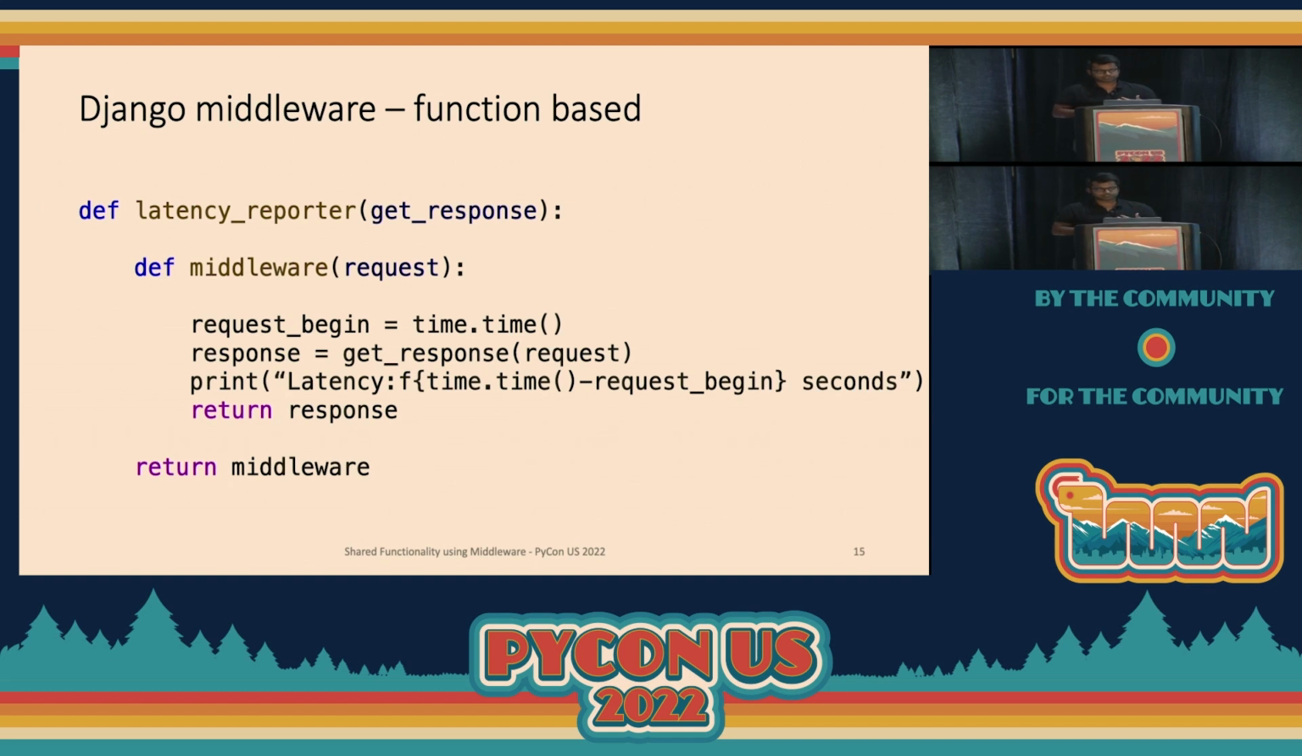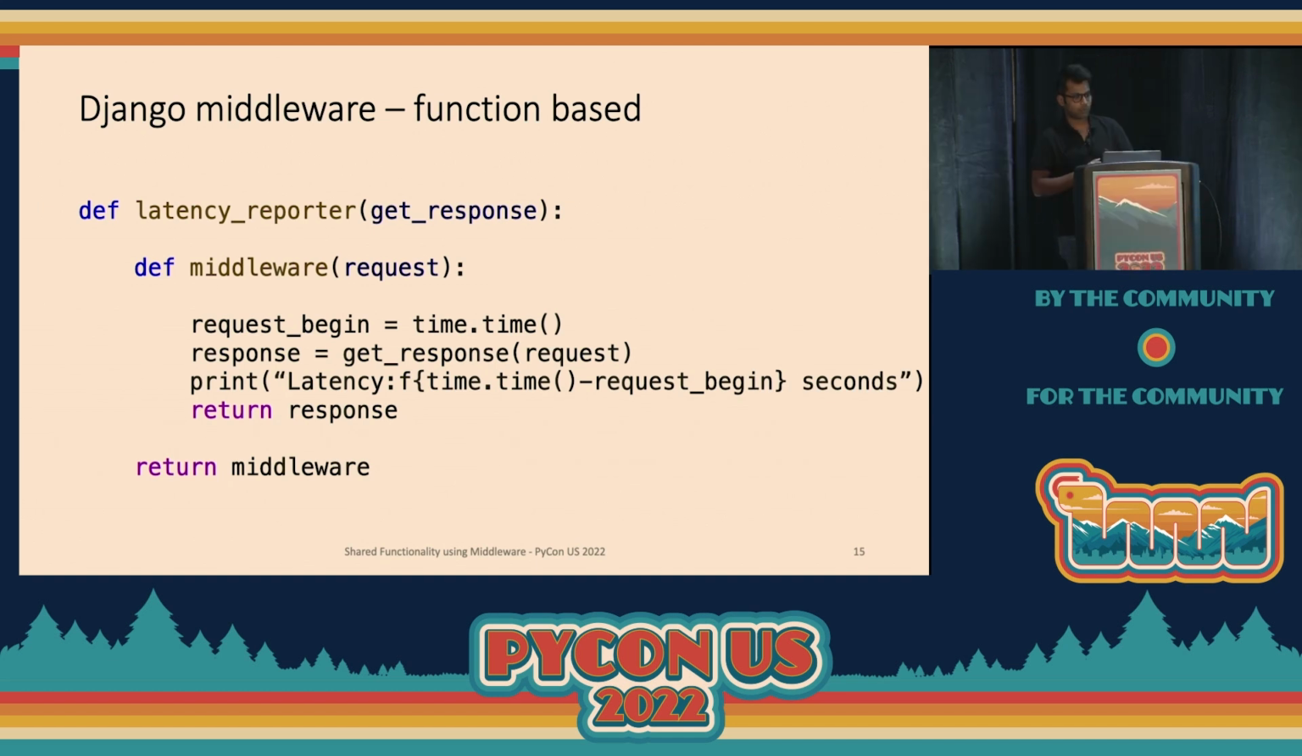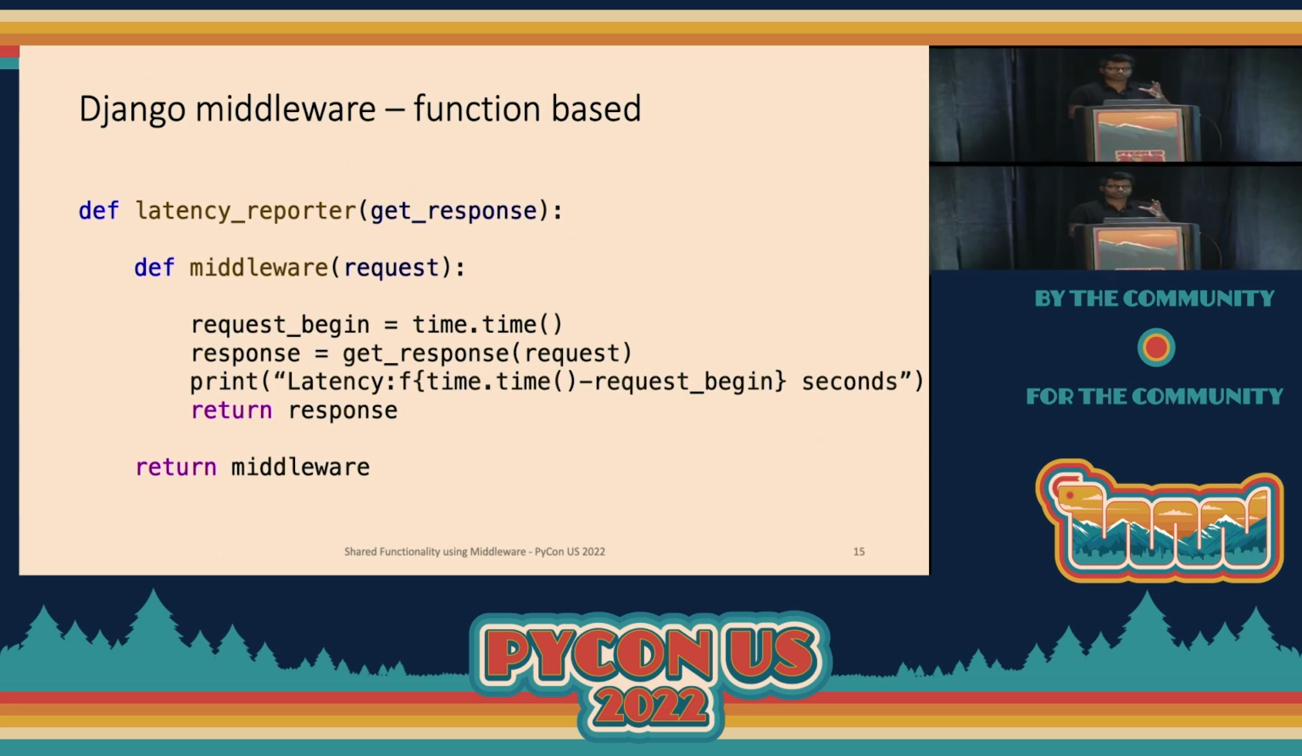A function-based middleware looks as shown. We define a function, and of course you can call it exactly what your middleware does. In this case, I'm calling it latency_reporter, because I'm measuring the latency of a request using this middleware. Now, the key here is that the latency_reporter function takes in a parameter getResponse, which points to the next middleware or the view function that will be called for the request.